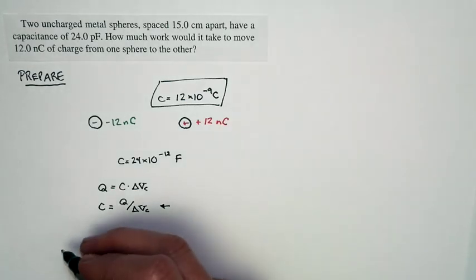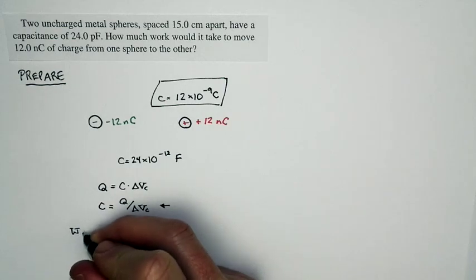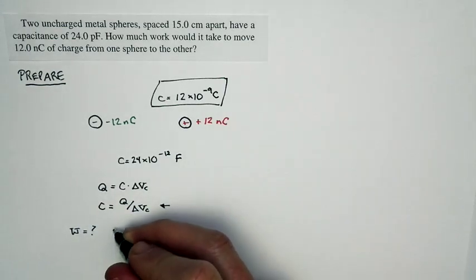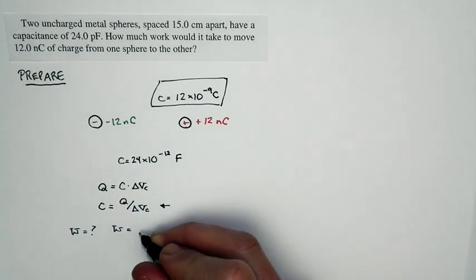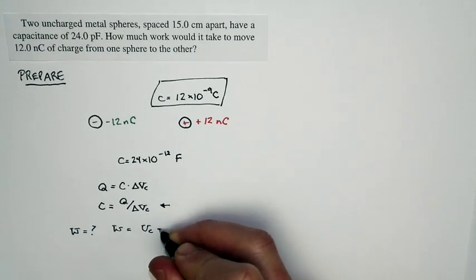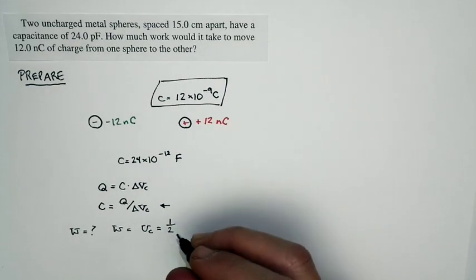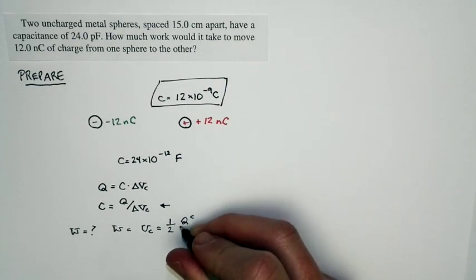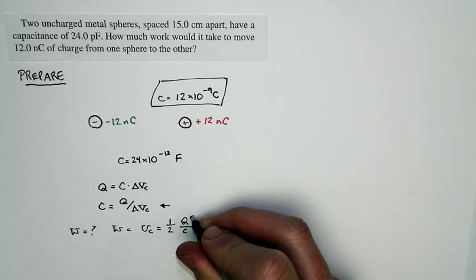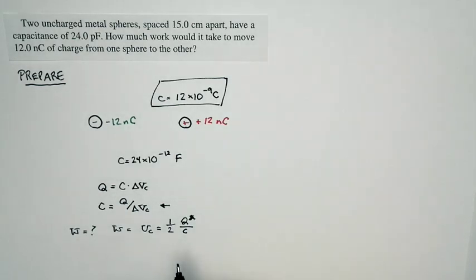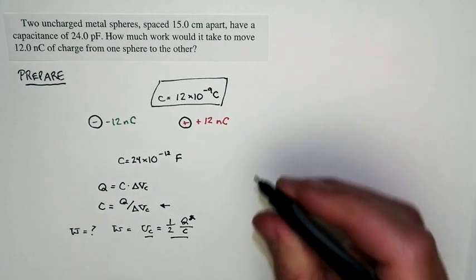So how much work is necessary to make this happen? Well, the amount of work that's done is just equal to the energy stored in the capacitor. And we have a relationship for the energy stored in a capacitor, and it's just this, 1/2 times Q squared divided by C. So we have a relationship for it. The work that's done is just the energy stored in the capacitor. It's 1/2 Q squared over C.